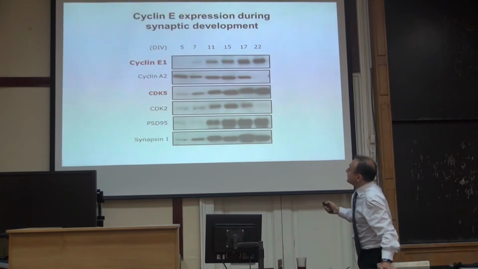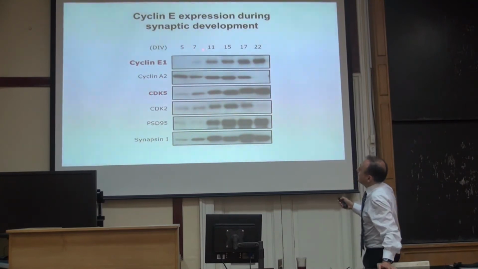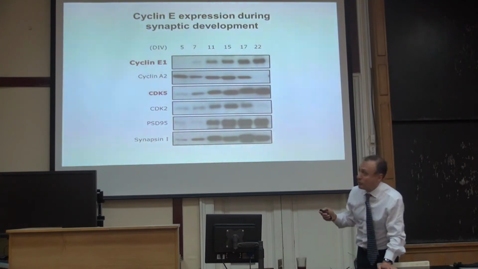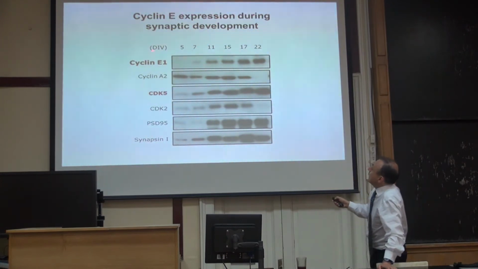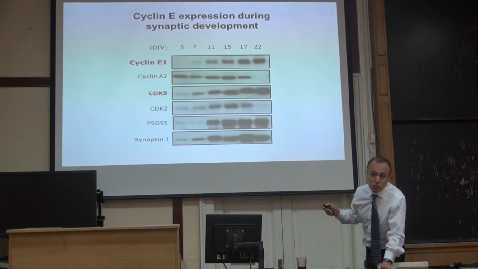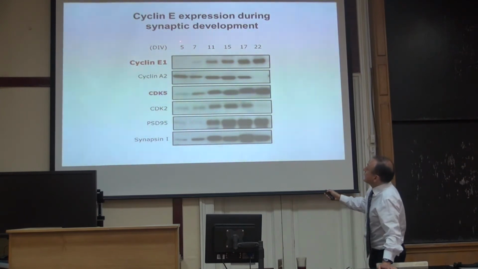In this experiment, they took mouse neurons. Actually, I think this is a rat neuron. They put it in culture, and DIV means days in vitro. As you culture these cells, initially they don't express cyclin E, but then later, after 11, 15, 17 days, cyclin E is induced. CDK2 goes down later because they're not proliferating, and CDK5 is expressed.